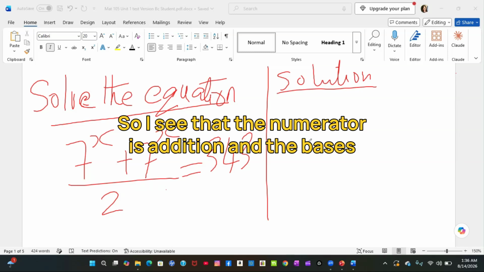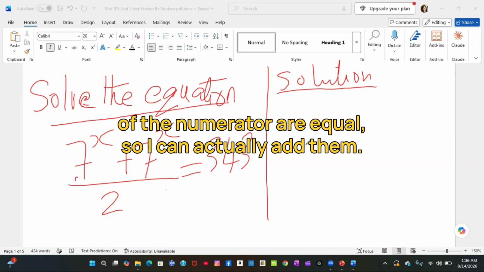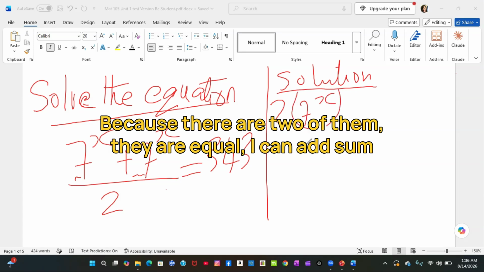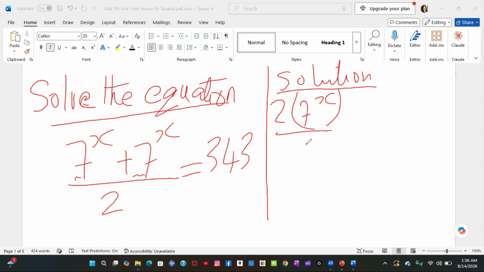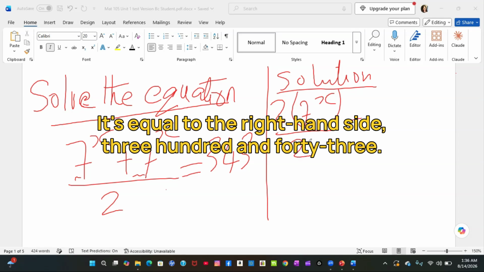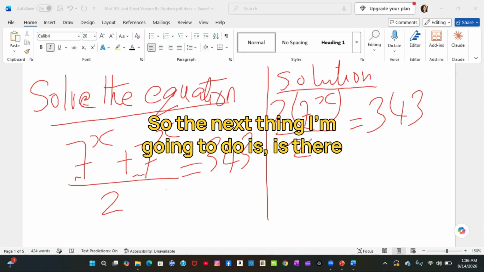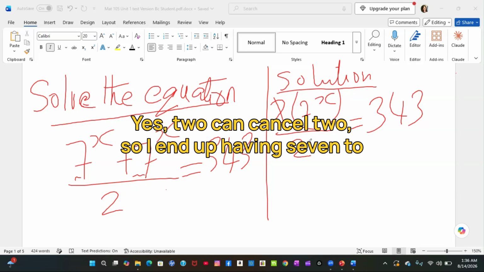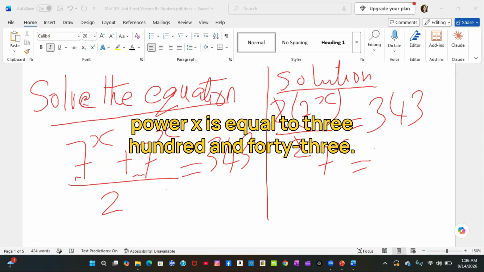I see that the numerator is addition and the bases of the numerator are equal, so I can actually add them. I have 2 multiplied by 7 to the power x, because there are 2 of them and they are equal. It's equal to the right-hand side, 343. The next thing I'm going to do is ask: is there anything that can cancel? Yes, 2 can cancel 2. So I end up having 7 to the power x is equal to 343.